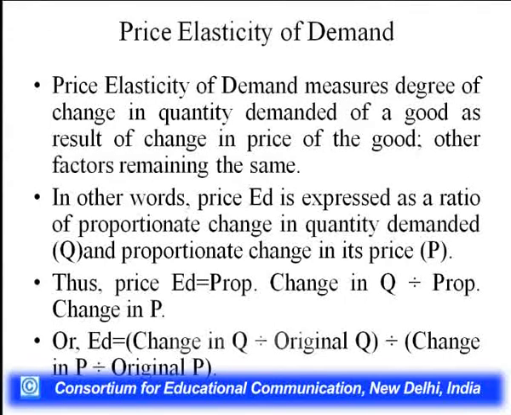So, this can be expressed, as is evident in this slide, as price ED equal to proportionate change in Q divided by proportionate change in P. This proportionate change may again be expressed as the ratio of change in Q and original Q. In simple arithmetic terms, it can be expressed as change in quantity demanded divided by the original quantity demanded, the whole divided by change in price upon original price.